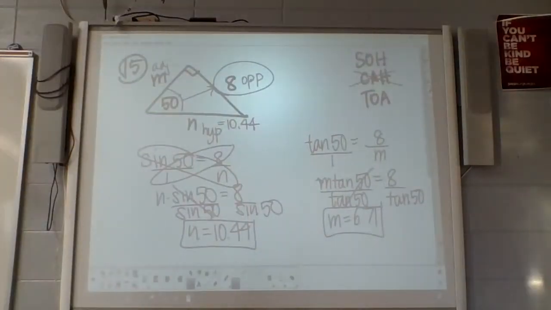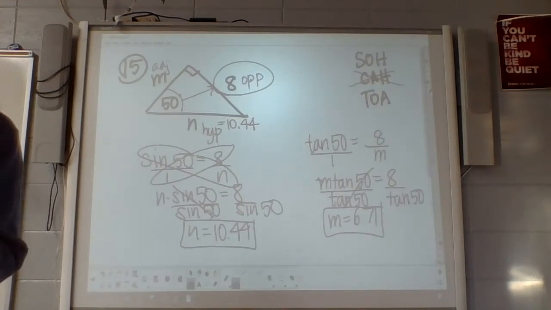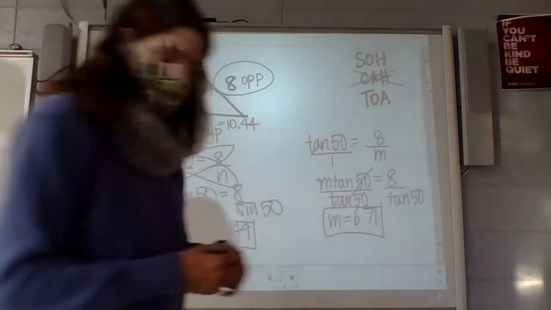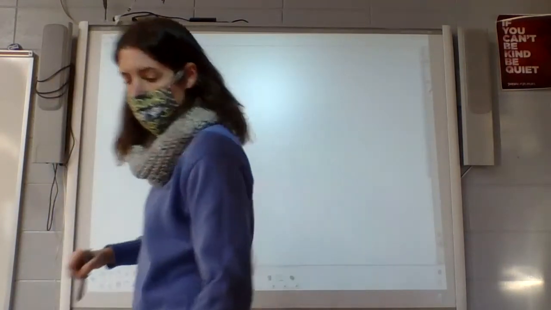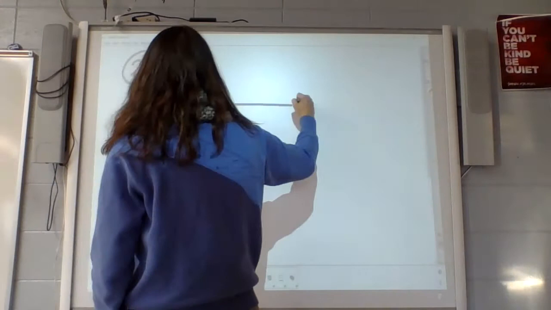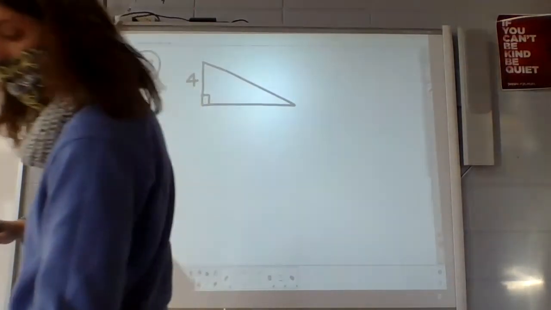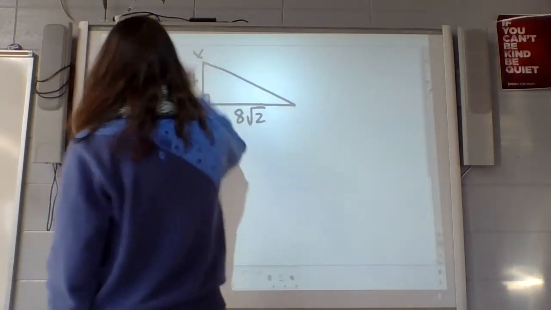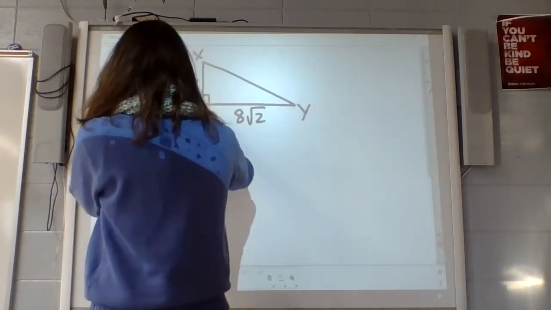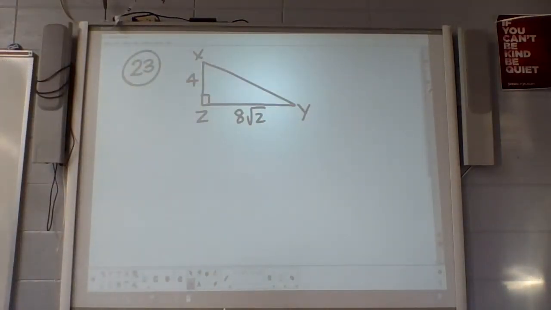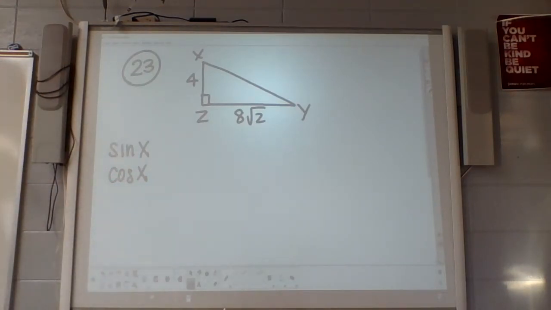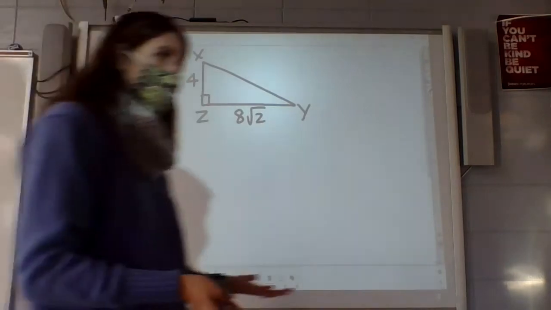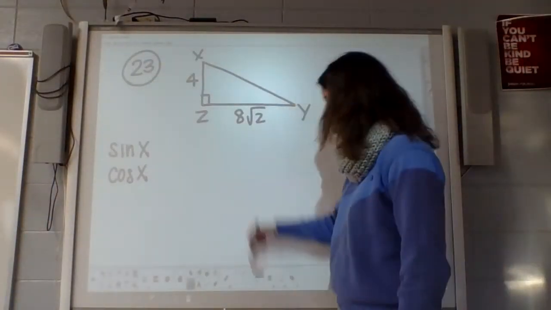All right, we're going to go to 23 then. This says find the missing side length, and then they just want you to find sine of x, cosine of x. So setting up this triangle here. Find the missing side, and then we're going to set up sine of x and cosine of x. I'll use the Pythagorean theorem because I don't know any angles at this point. So I'm going to have to do a squared plus b squared equals c squared.